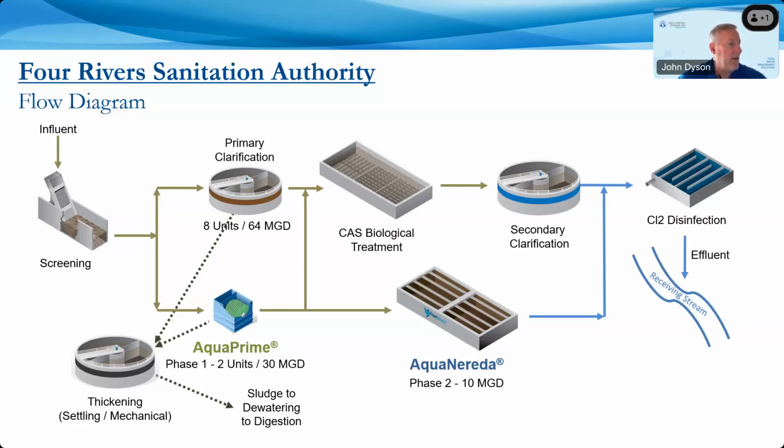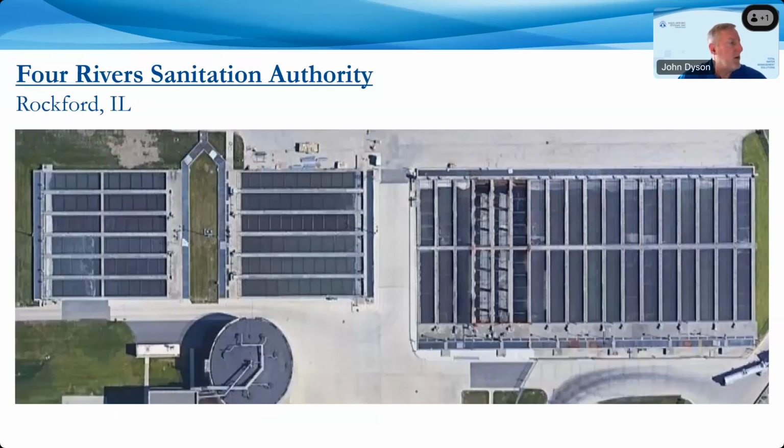for a capacity of 30 MGD, within the footprint of one of their combinations of 2 primary basins. Eventually, in the second phase of the project and work going on at Four Rivers, they're adding 10 MGD of Aqua Nereda, which is an aerobic granular sludge process. So it's a really exciting time, with a lot of construction going on.